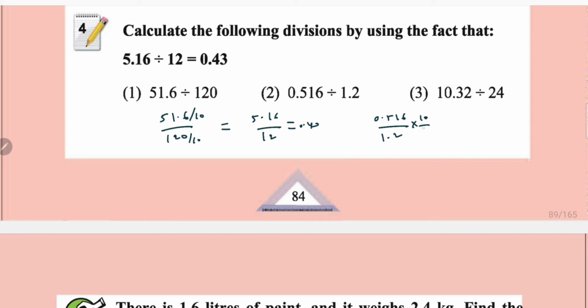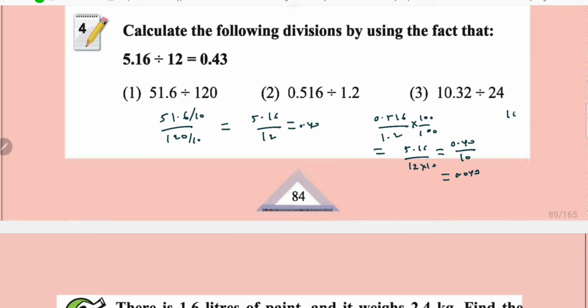1.2. Multiply it with 10, both numerator and denominator. You will get 5. No. Multiply it with 100. 5.16 by 120. Yes, you are right. So now 5.16 by 120 can be written as 12 into 10. So 5.16 by 12 is 0.43 divided by 10 is 0.043.